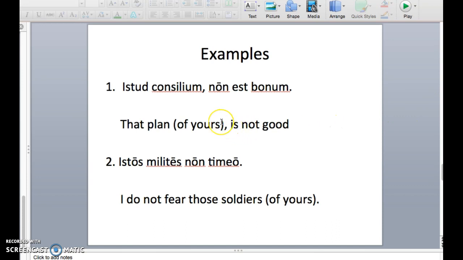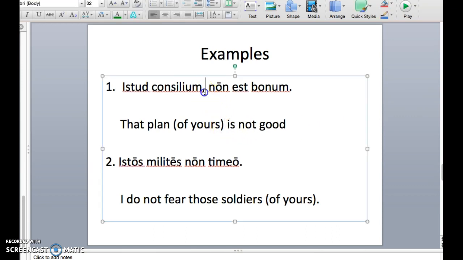I do not know why I put a comma there. I apologize. Let's delete that. That plan of yours is not good, right? So that's how it's different. Instead of that plan is not good, the iste implies that the person you're talking to has some sort of possession usually. Either that or it would just mean that plan is not good in the sense of that plan with like negative connotation attached.